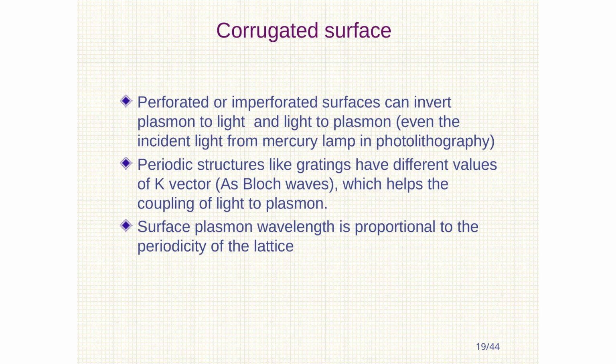Corrugated surfaces, whether perforated or imperforated, can convert plasmons to light and vice versa, even with mercury lamp light in photolithography. Periodic structures such as gratings exhibit varying k-vector values, facilitating light-plasmon coupling. The surface plasmon wavelength is directly proportional to the lattice periodicity, enhancing the interaction efficiency.